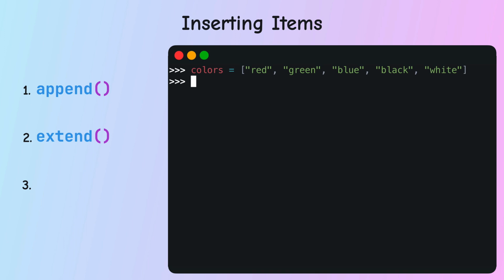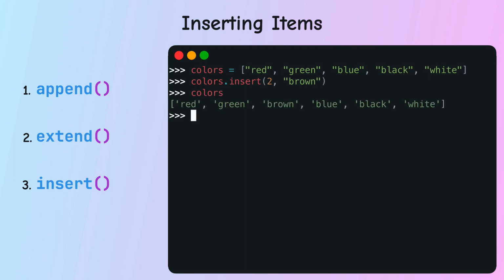Instead of appending items at the end, you might also want to add items at any arbitrary location to the list. To do that, we have the insert method. The insert method takes two arguments. First is where you want to insert, and the second is what. Insert method inserts the item in the given location and shifts everything in front forward.